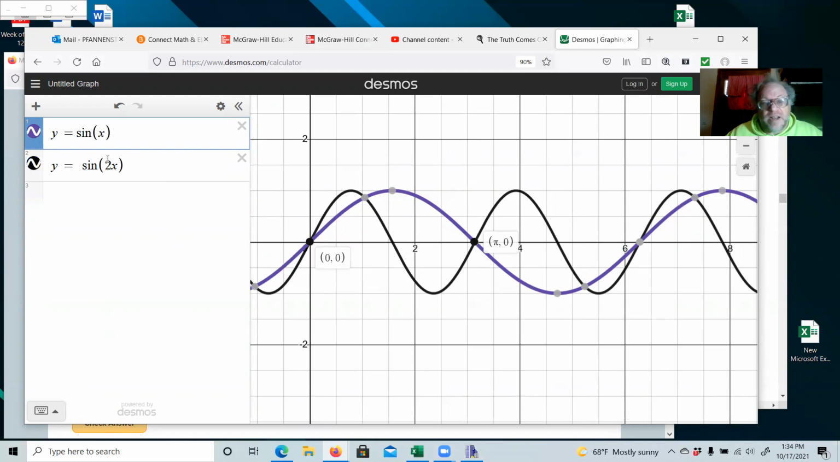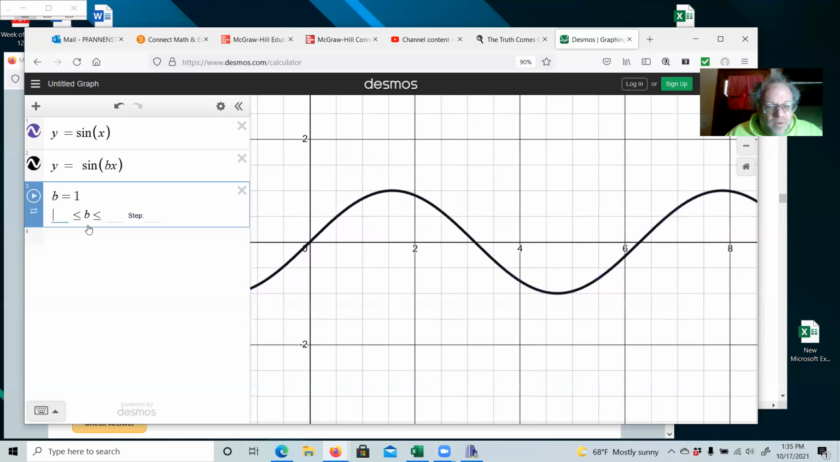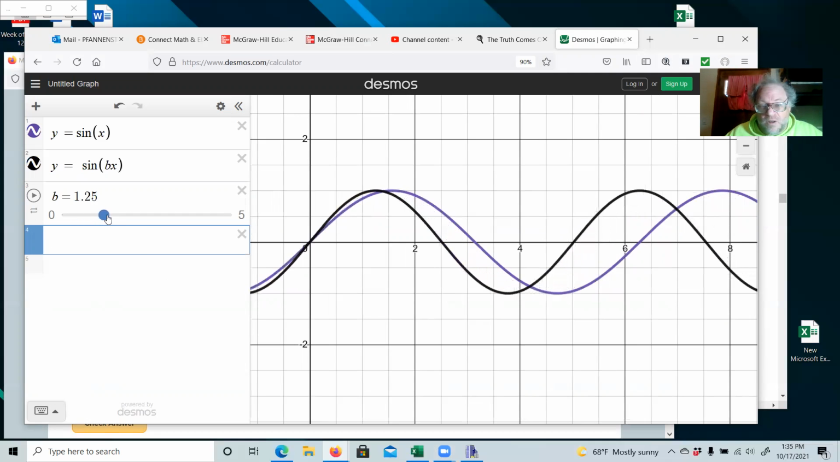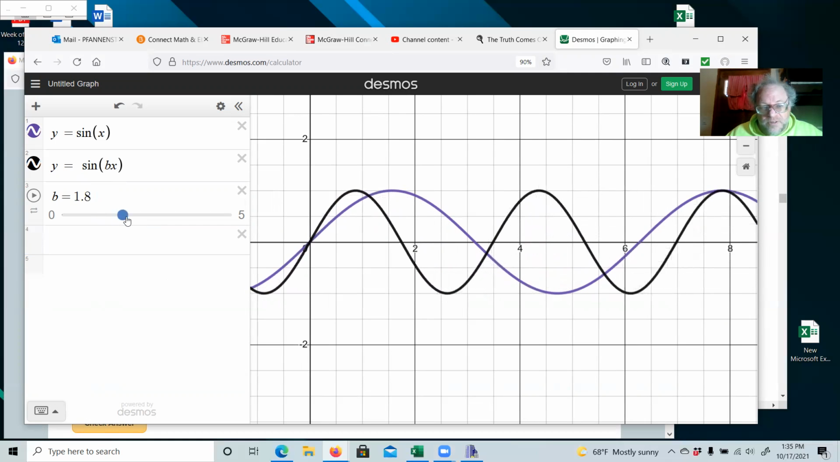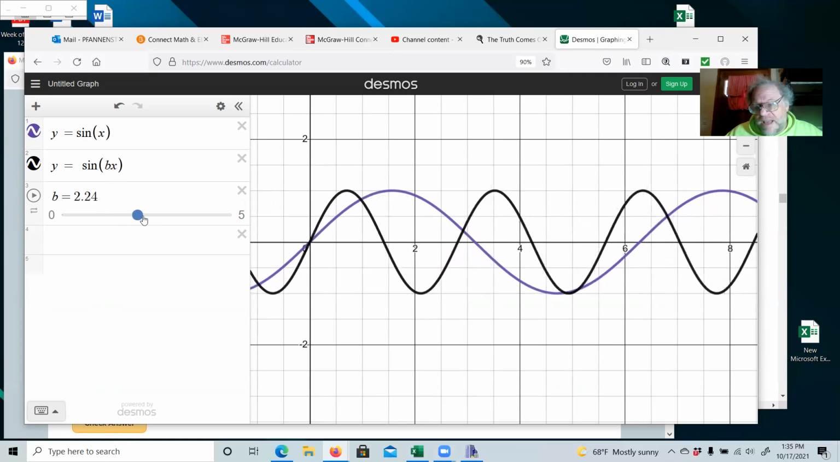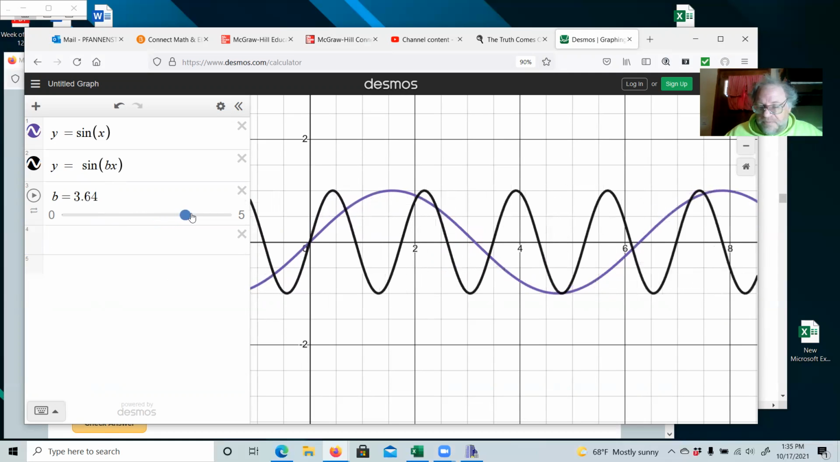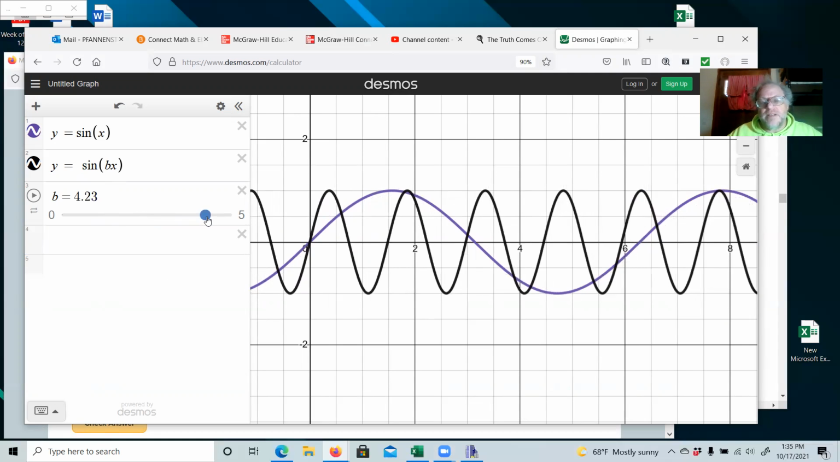So it is shrinking. If we add a slider for b, and we go from 0 to 5, what's going to happen with b is if I make it larger, b is getting bigger, so the number in front, like here's 2. Notice what's happening is that we are squeezing in the sine value. That's what happens with horizontal. This is a horizontal compression.